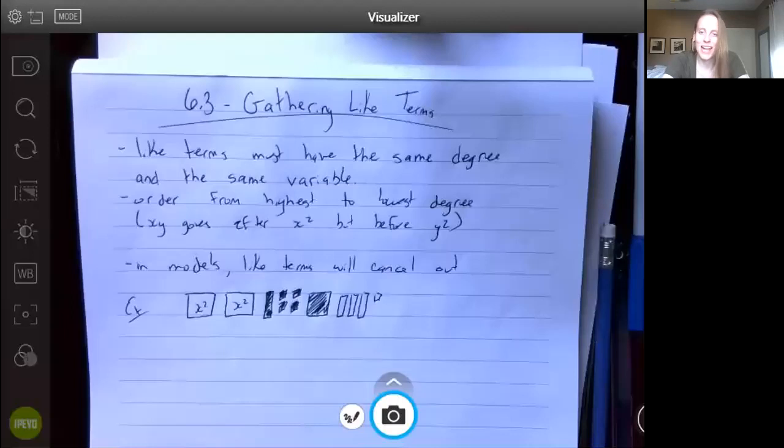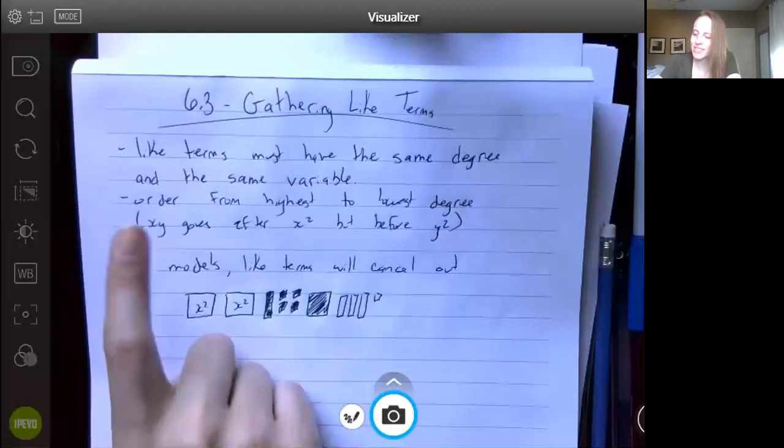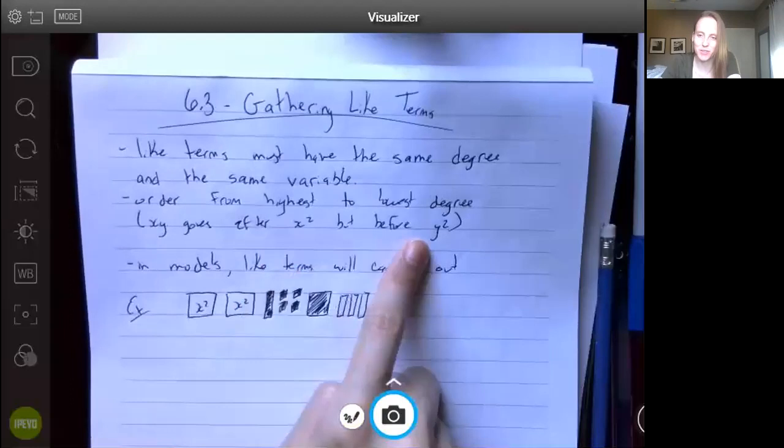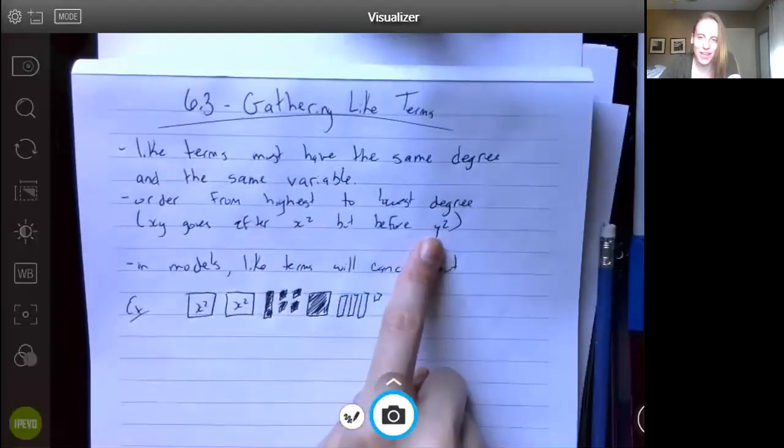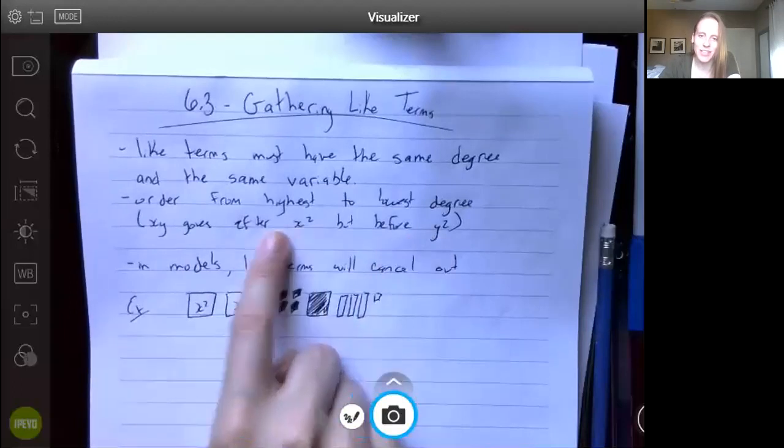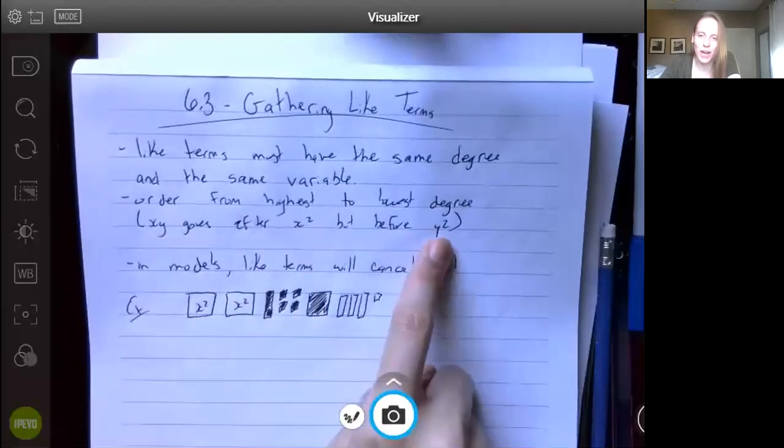And then once you're done figuring out which terms are like terms, you want to gather them together. We generally order them from highest to lowest degree. If you have things that have the same degree, like an xy, an x squared, and a y squared, it would go x squared first, then the xy, and then the y squared.